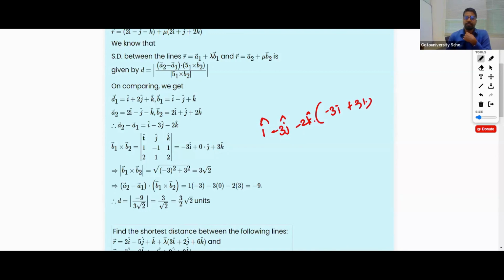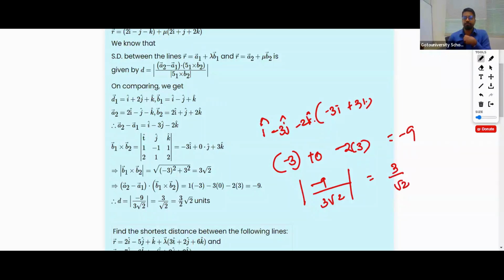So what we do is minus 3 into 1, then the second part will become 0, and the last part is minus 2 into 3. So the numerator part is minus 9. So our problem becomes minus 9 by denominator 3 root 2. Finally, the answer is 3 by root 2. So this is your answer. We can also write it as 3 root 2 by 2.